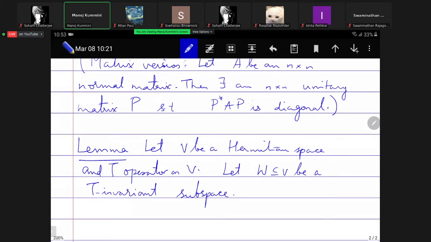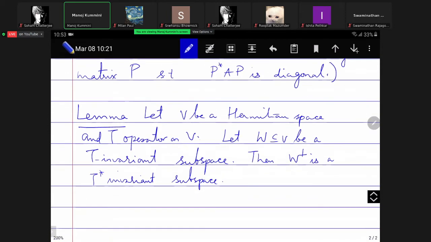Then W perp is T star invariant subspace. Okay. So that is, if TW is inside W, then T star W perp is inside W perp. That's what this means. Okay. That is just rewriting the above sentence. That's all.